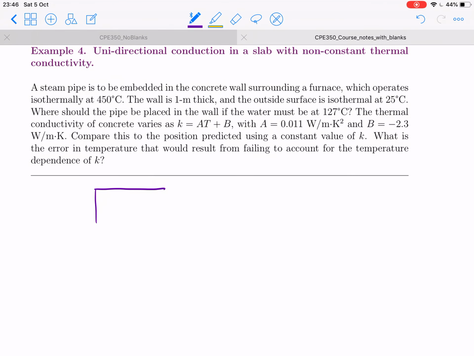We have a 1 meter thick wall, and the boundary condition on this end is that it's in a furnace, so it's 450 centigrade. And the boundary condition on this end is that it's 25 centigrade. And I'll say this is x equals 0, and this is x equals 1 meter. And the coordinates that you choose are arbitrary. I've chosen this so that Q is positive in this case.